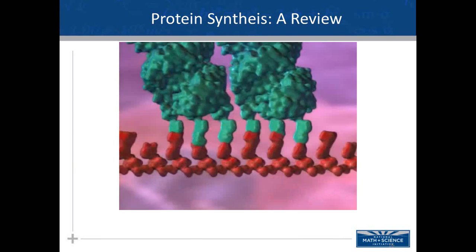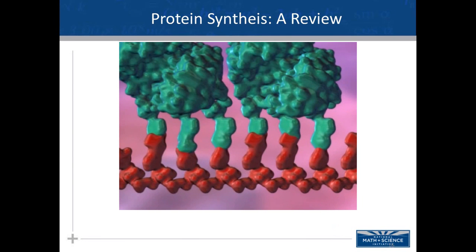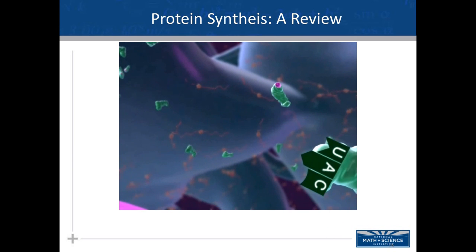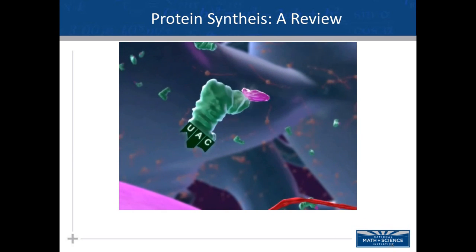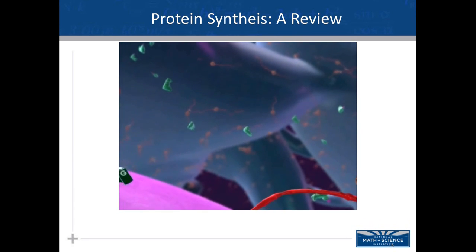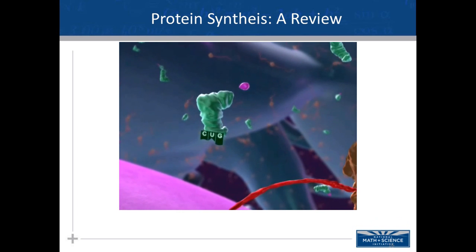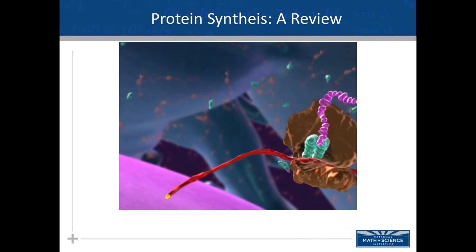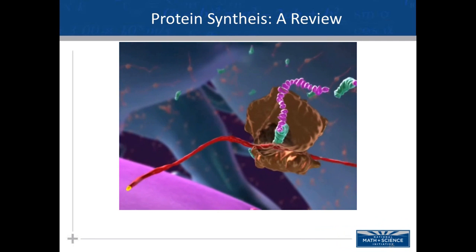Notice that one end of a tRNA molecule has a set of three bases, called an anticodon, that pairs with complementary bases on the mRNA. The other end of the tRNA carries a specific amino acid. Different types of tRNAs carry different amino acids. In this way, the message in mRNA is translated into a specific sequence of amino acids.